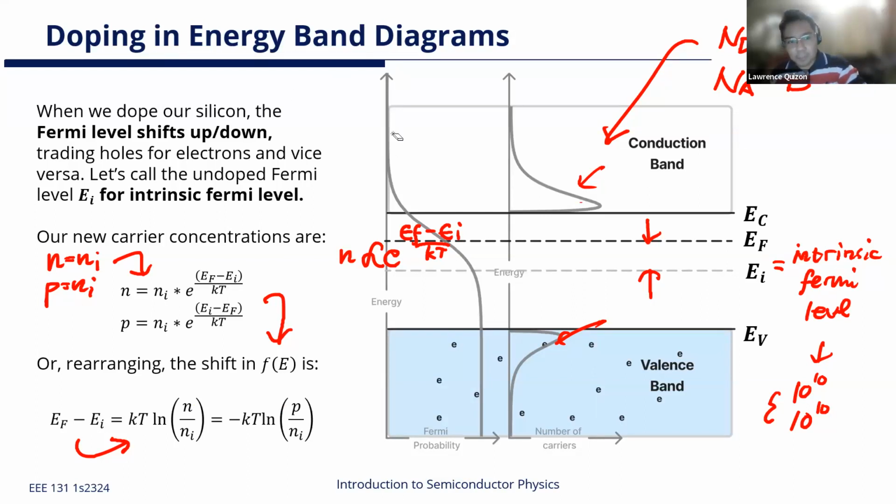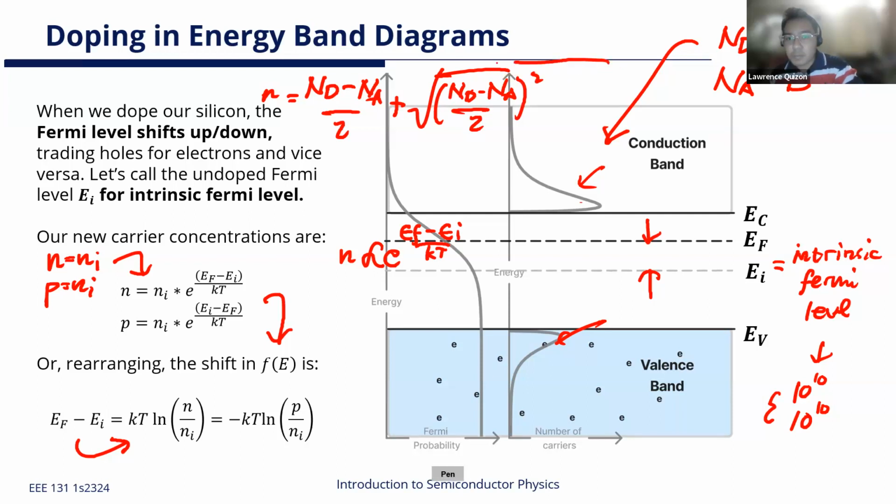What is the equation for that? Depending on the dopants, it's (Nd minus Na) over 2 plus the square root of ((Nd minus Na) over 2) squared plus Ni squared. This is N, by the way. You swap the signs for P.